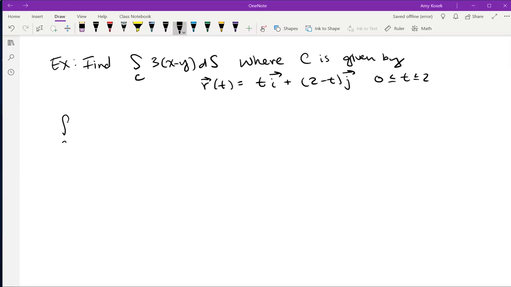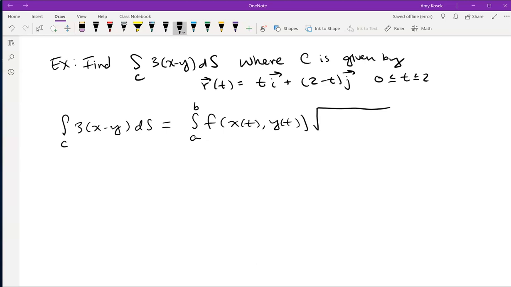So our formula is that the integral over C of 3x minus y ds, we're going to take the integral from a to b of f, where we plug in x of t and y of t, and then multiply this by that arc length formula. So we'll have the square root of x prime of t squared plus y prime of t squared, and we're going to take this integral dt. So then we're going to need those different pieces.